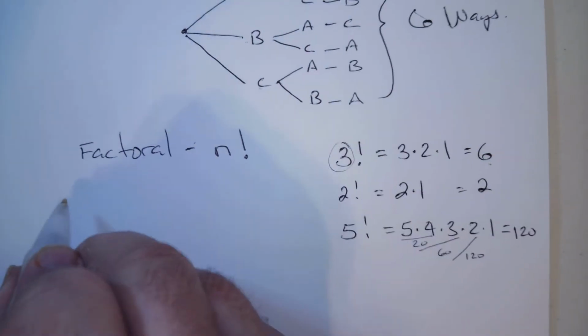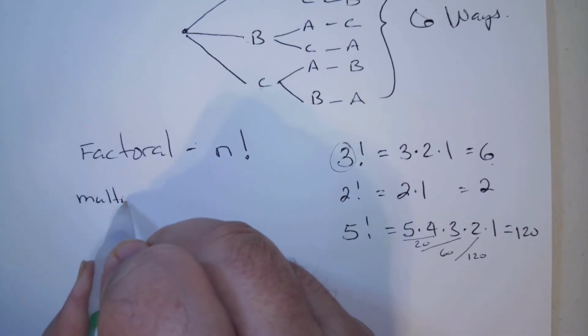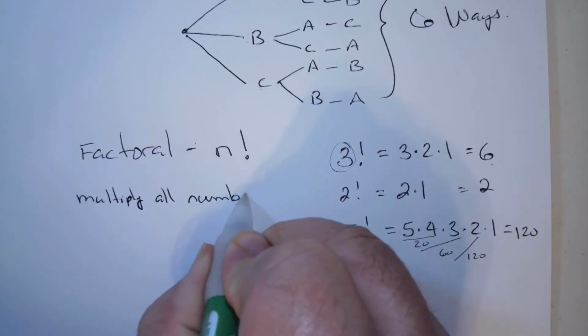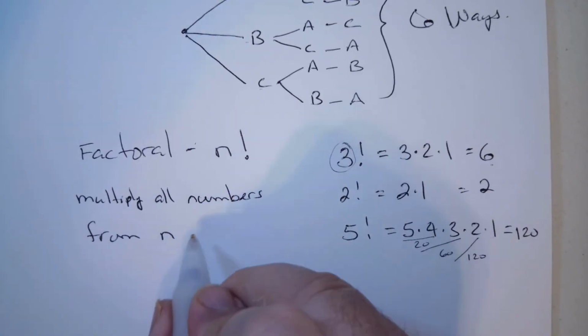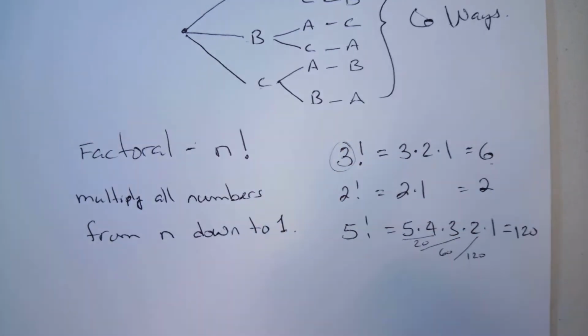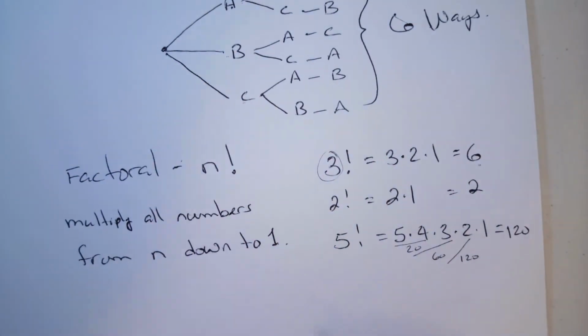So factorial is multiplying all numbers from whatever number you have, n, down to 1. We have to stop at 1 because if we went to 0, then the product would be 0, since we're multiplying. All right? We're also going to need this symbol in the next 2 formulas we're going to talk about.